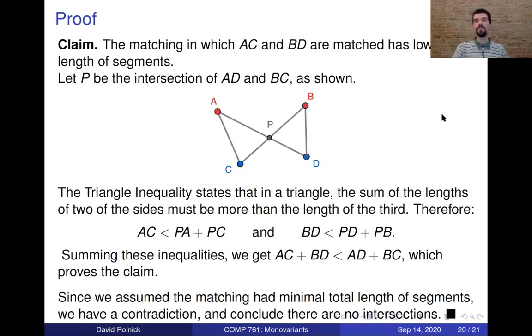Now, since we assumed the matching had a minimal total length of segments, we have a contradiction, and therefore there can be no intersections. Because the reason why we could decrease this minimal matching is because there was an intersection. So what we're showing is that if there is a minimal matching, it has to have no intersections. And that is exactly the matching that we're looking for.